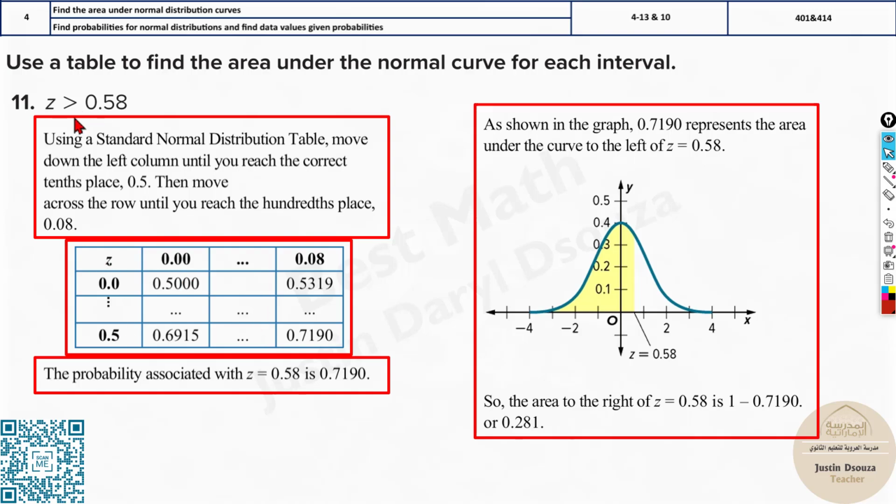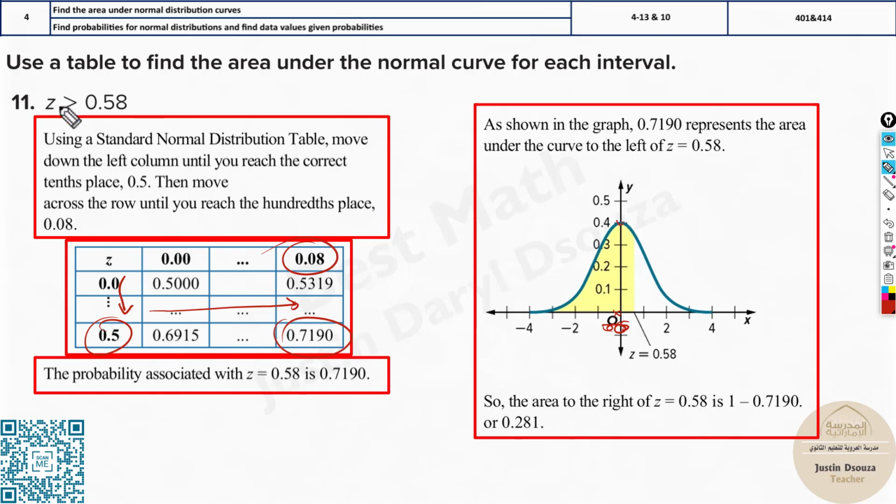Now if z value is 0, that's at the center. It's 50%. If they ask you anything of z value at the center, it's 0.0, it's always 50% of the data. 0.5 is the answer. But here, they will ask you something else. If it's 0.58, then you have to look in this table, go down 0.5 and 0.58 will be going to the right towards the 8. This and this value will give you 0.58. What is the answer? 0.719.